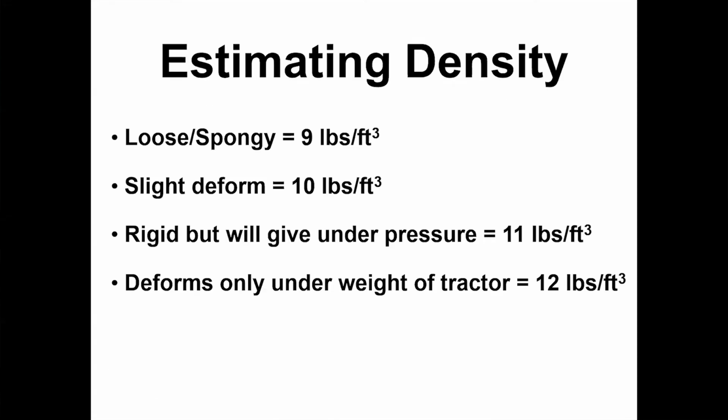The way to estimate density is essentially based on how tightly the bales were wound. A very loose or spongy bale, imagine how a mattress might give, is going to be a 9 pound per cubic foot bale. Conversely, something that will only deform under the weight of a tractor or a pickup bale bed, something that takes a lot of weight to make any kind of move in, is going to be a 12. This isn't something that you should spend a lot of time fussing over. Most bales are probably going to be 10 or 11. 9 and 12 are going to be the extremes.